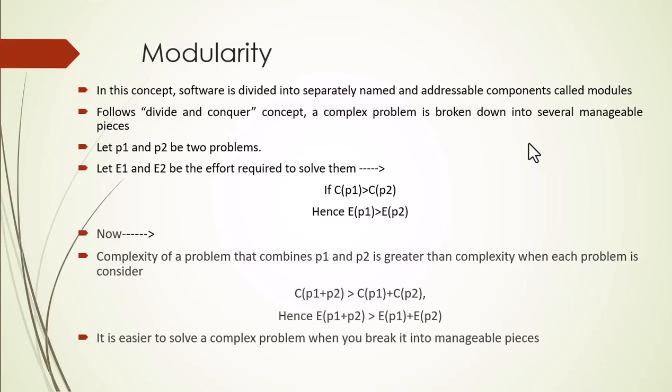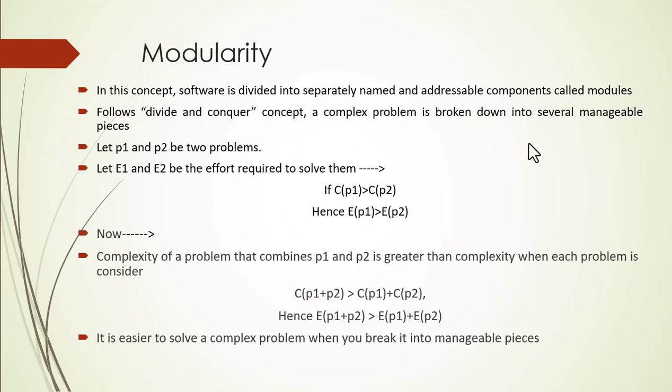In this concept, software is composed into many components, called modules, such that each module exhibits different properties from other modules, and all the associated components of a particular module work toward one main goal. It follows the divide and conquer concept. A complex problem is broken down into several manageable pieces.